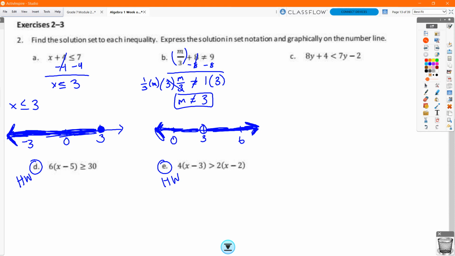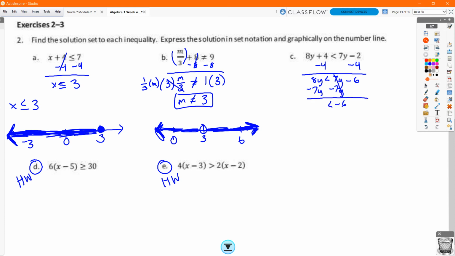All right. Let's look at C. 8y plus 4 is less than 7y minus 2. Let's go ahead and get rid of this 4 first. So we subtract 4 from both sides. We have 8y plus 4 minus 4 gives me 8y is less than 7y. Minus 2 plus a negative 4 gives me a negative 6. Now I'm going to get rid of this 7y. I subtract 7y from both sides.